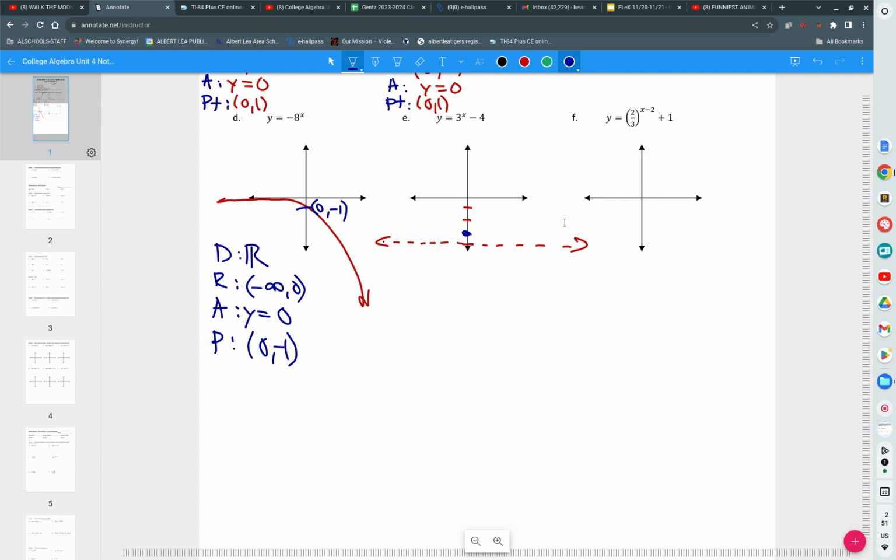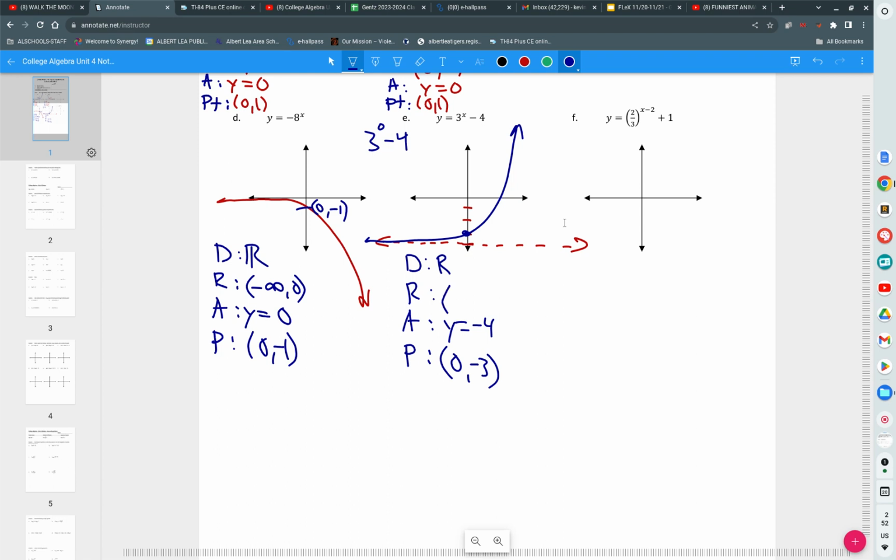This helps somebody during third hour when they saw this. Notice that if you plug in the coordinate 0 for x, you get 3 to the 0, which is 1, minus 4 is -3. See how it produces that point for you? Okay. So we have domain is all real numbers, range, asymptote, and point. We've already identified it goes through the point 0, -3, and the asymptote is y is equal to -4. What is the range? Looks like I'm going from -4 to infinity.